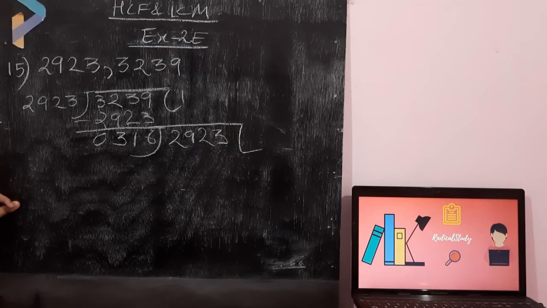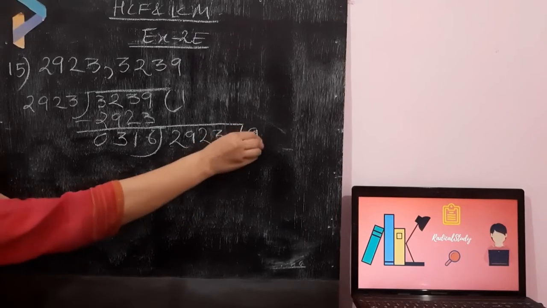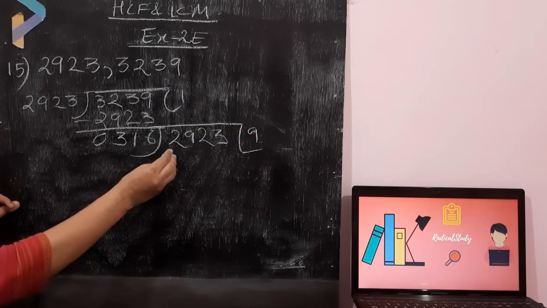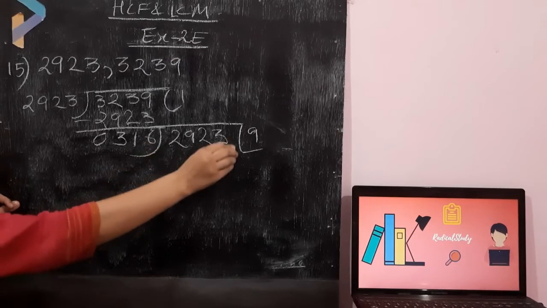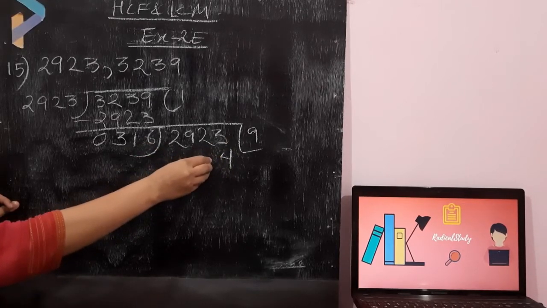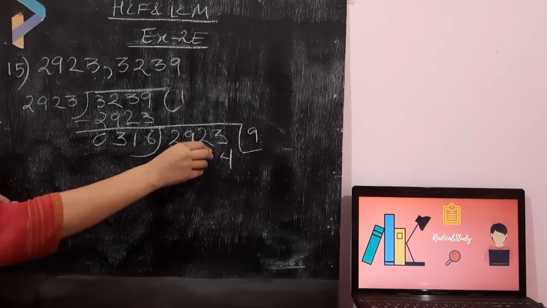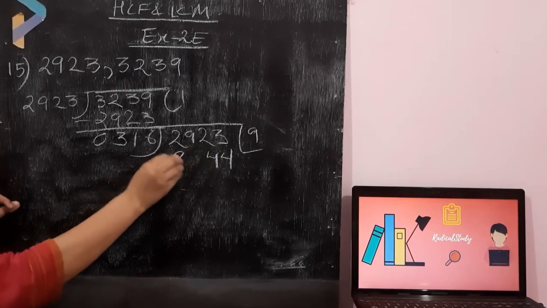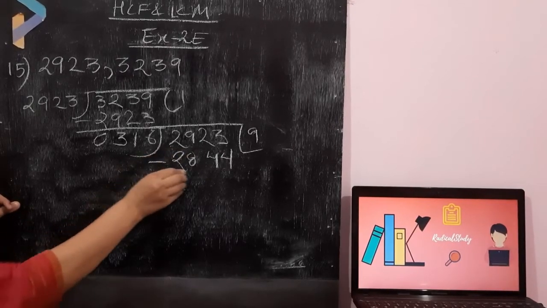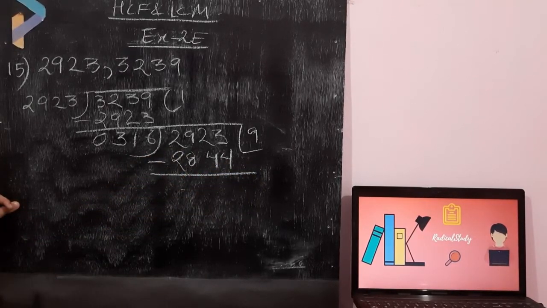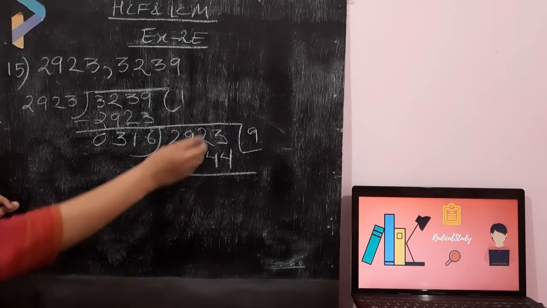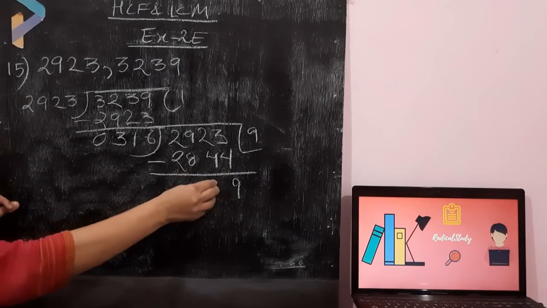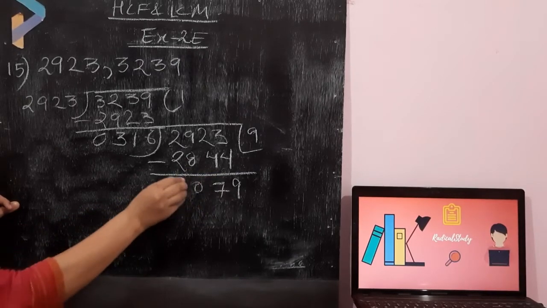Right, students? Now 2,923 is the dividend. 316 nines are 2,844: 9 6s are 54, then 9 ones are 9, plus 5 it will be 14. Now I am going to subtract it for you. 13 minus 4 is 9. Here it will be 11 minus 4, so it will be 7. Here it will be 0.